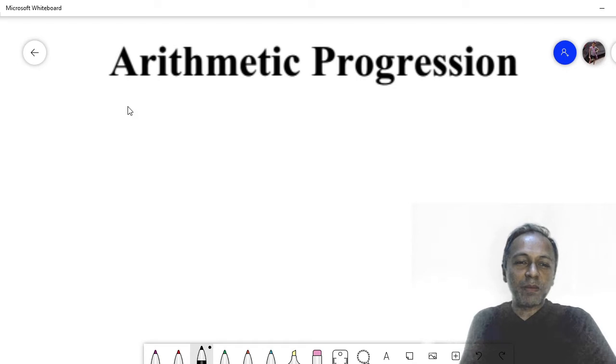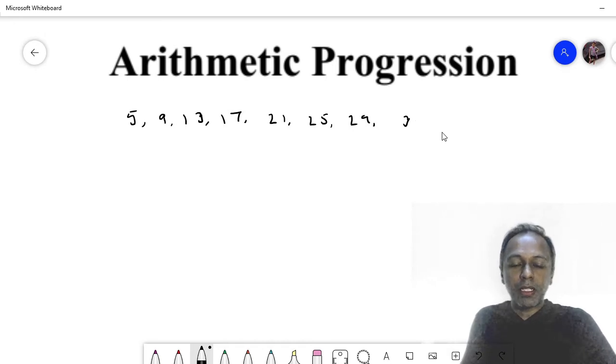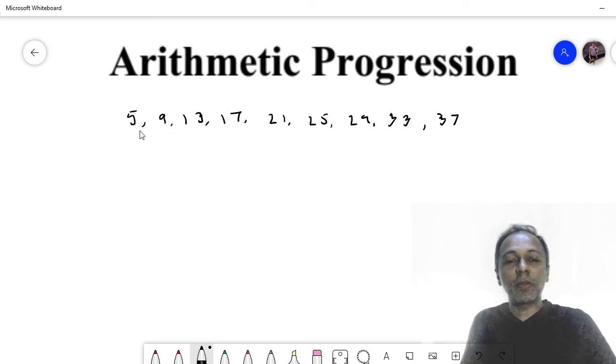Let us consider some sequence of numbers, say 5, 9, 13, 17, 21, 25, 29. Let's say we write 33 and 37. These set of numbers have a common difference of 4. As you can observe, the difference between the succeeding term and the preceding term is 4.